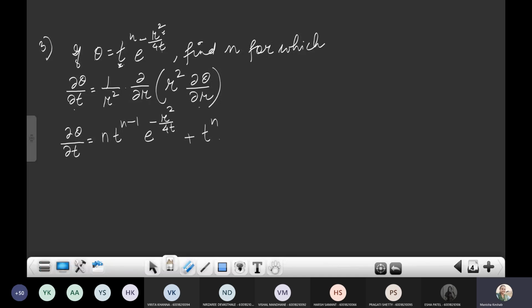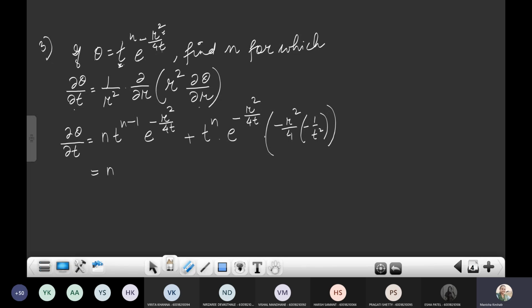now let us differentiate this one. So e power minus r square by 4t, it will be e power minus r square by 4t into, now differentiation of minus r square by 4t with respect to t. So that's what we will get, minus r square by 4 into 1 upon t, so that is minus 1 by t. Is this clear? Simple differentiation with respect to t.